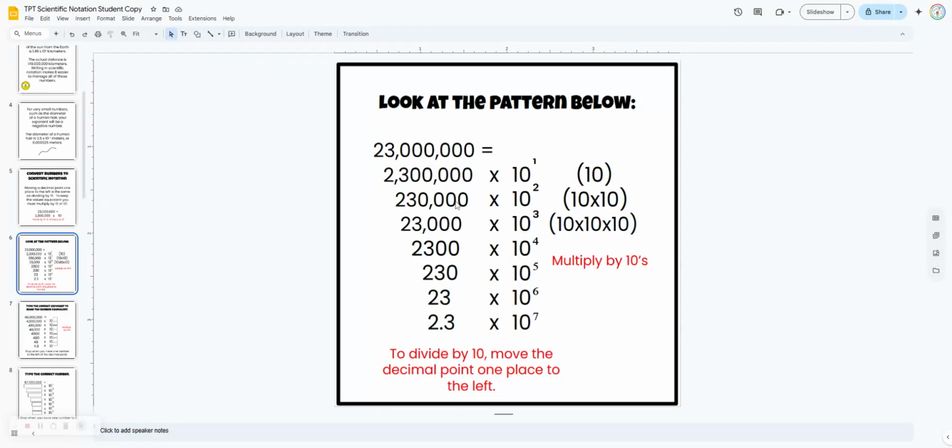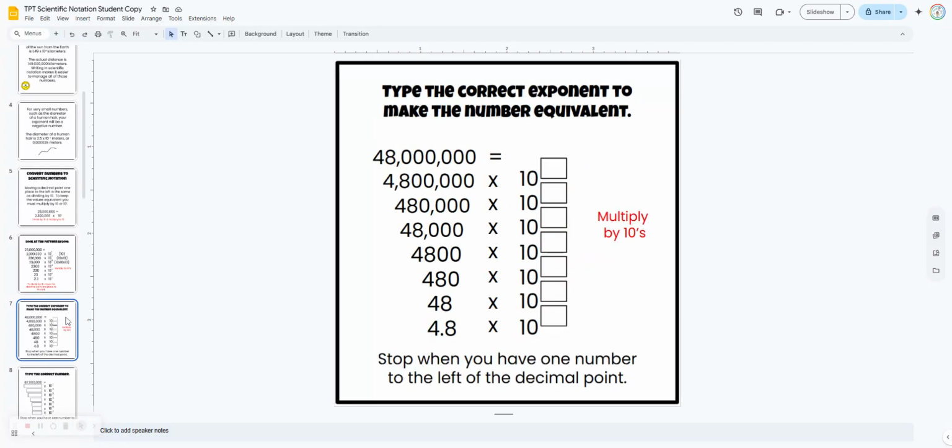Each time we divide by 10, we're going to lose a 0. So dividing by 10, multiplying by another 10. Dividing, multiplying. And we're going to keep doing that until we get down to here so that there's one digit to the left of the decimal point. So 2.3 times 10 to the 7th. Students are going to be doing that on the next slide.